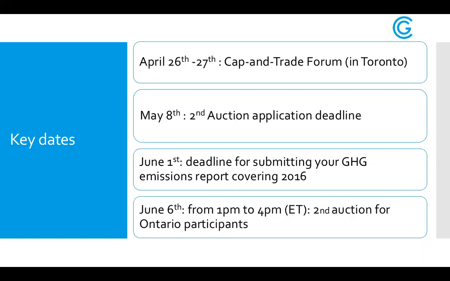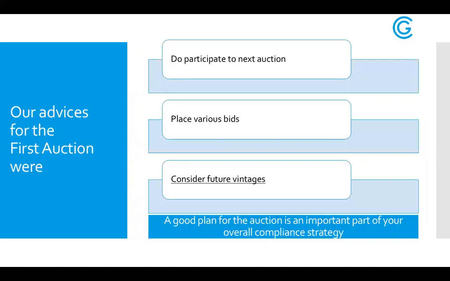On May 8th, take note that there will be a second auction application deadline for the second Ontario auction. On June 1st is the deadline for submitting your GHG emissions report covering 2016. And finally, on June 6th, from 1 p.m. to 4 p.m. Eastern Time, the second Ontario auction on the carbon market will take place. So without further ado, I will leave David to continue with this webinar presentation.